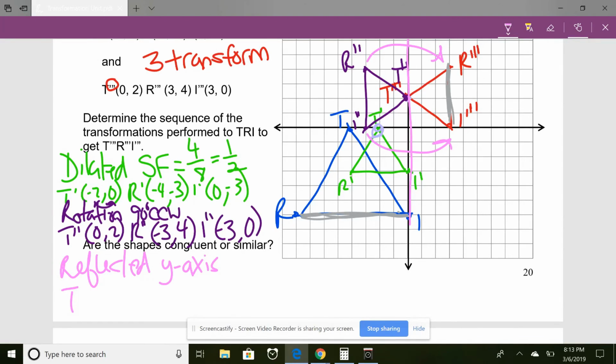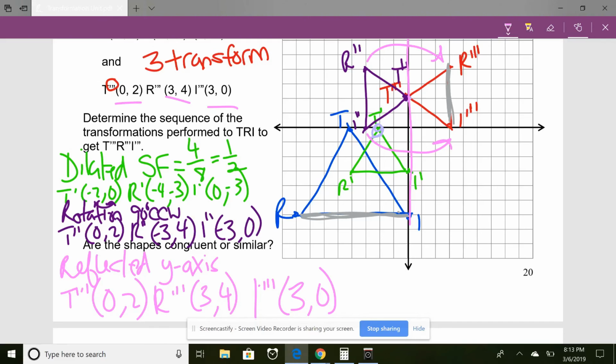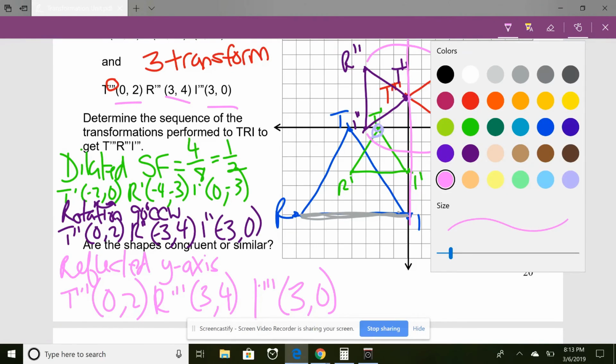When I reflect something over the y-axis, I don't even have to write each point, you're basically just taking the x values and changing the signs. So my T triple prime, and we're going to see if it matches up, is still 0, 2. My R triple prime is positive 3, 4, which matches up here. And my I triple prime is positive 3, 0, which matches up here. So those are my three transformations.